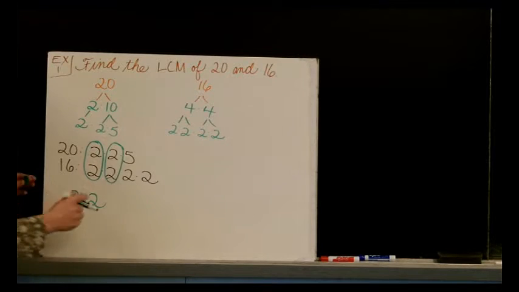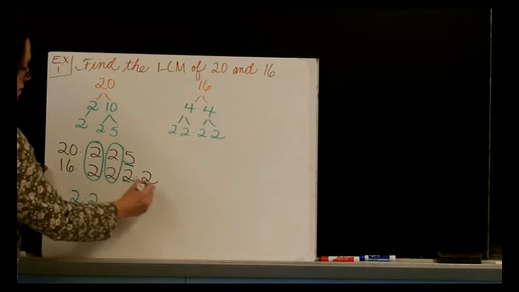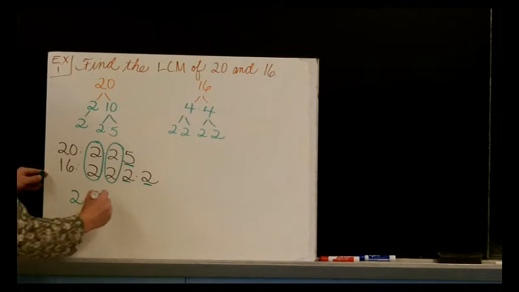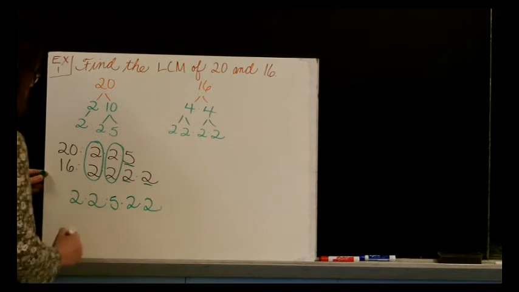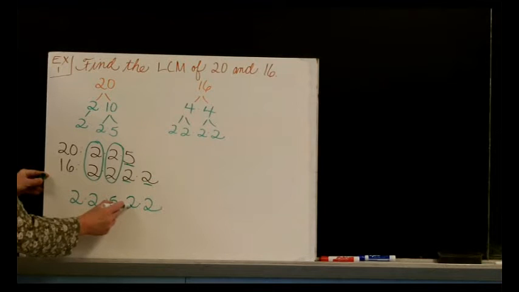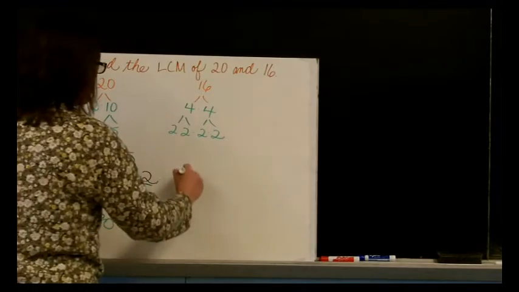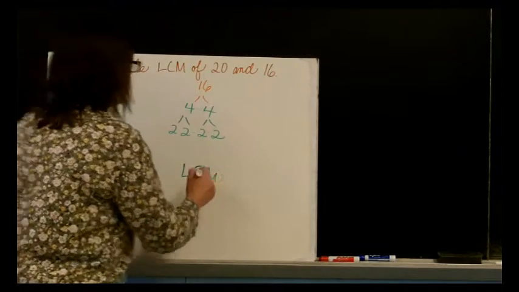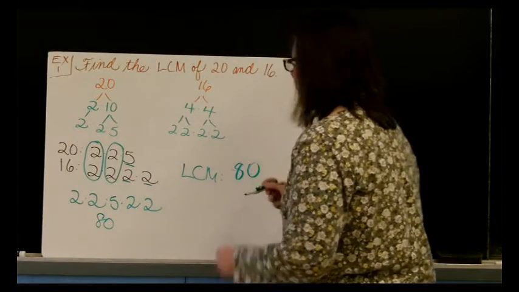So underneath here, we will start our multiplication expression, our two 2's that are in common. Then our following step is to include these remaining factors, these factors that are uncommon. So we have a 5 and two more 2's. Our last step is to evaluate. 2 times 2 is 4. 4 times 5 is 20. 20 times 2 is 40. 40 times 2 is 80, which makes the least common multiple of 20 and 16, 80.